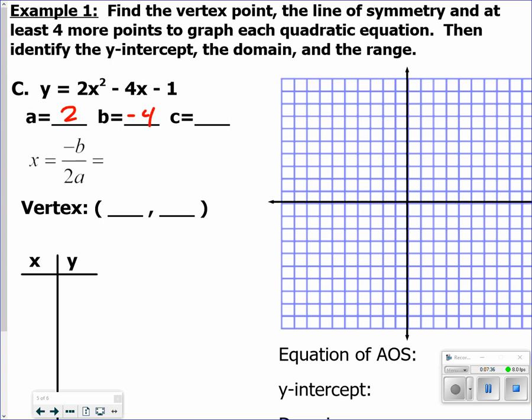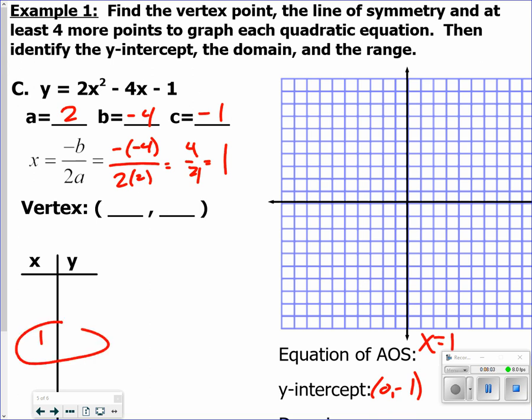2, negative 4, negative 1. I'm kind of all over the place, but the C is negative 1. So there is your y-intercept if you want to do that. Negative, negative B. So it's negative B, and B is already negative. So we're talking about a positive. So 4 divided by 2 is, or 4 divided by 4, sorry, is 1. So my axis of symmetry line that I just found is x equals 1.